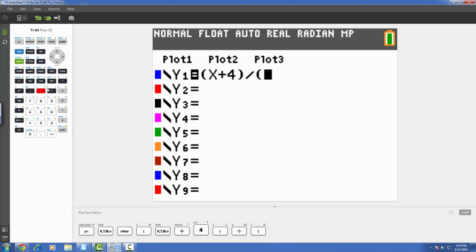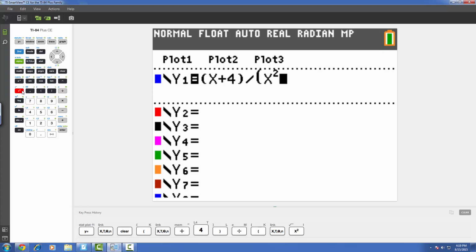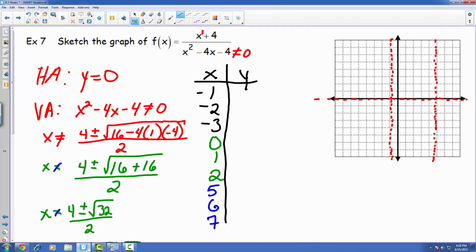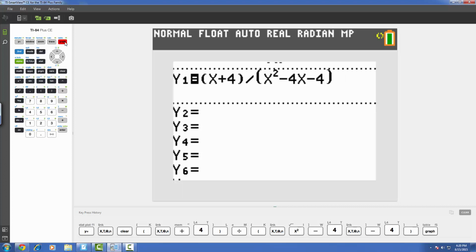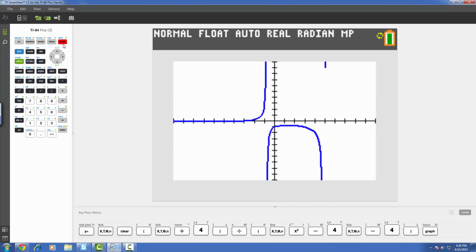I'm going to open up another parenthesis. That indicates we're taking the entire quadratic together instead of just the x squared piece. So x squared, I think it was minus 4x minus 4, but let's check. Yep, that's probably where I saw those minus 4x's. And then minus 4. Alright, so we can graph this now, and there you can see it still following those VAs.